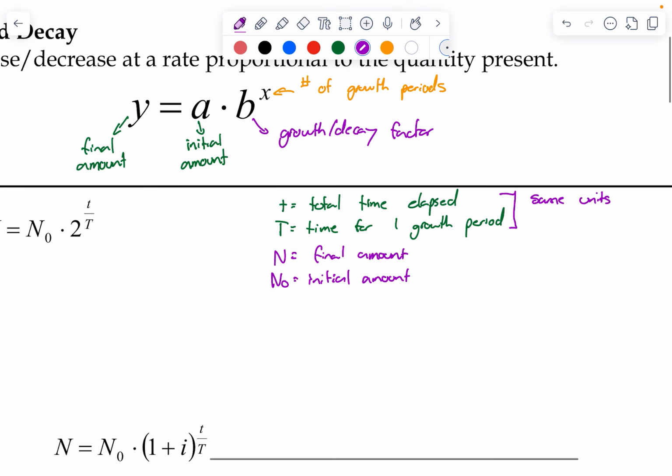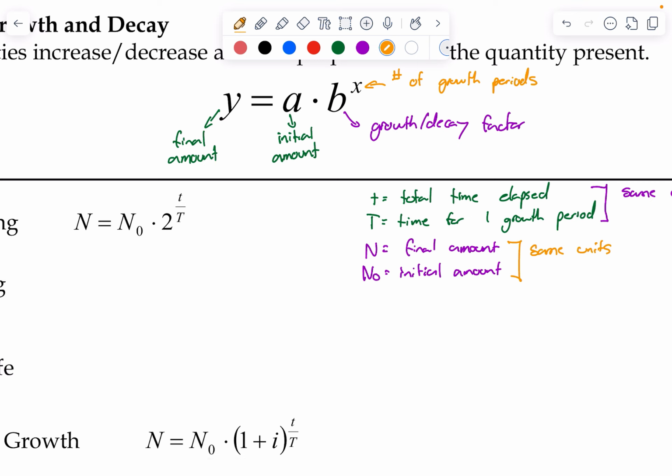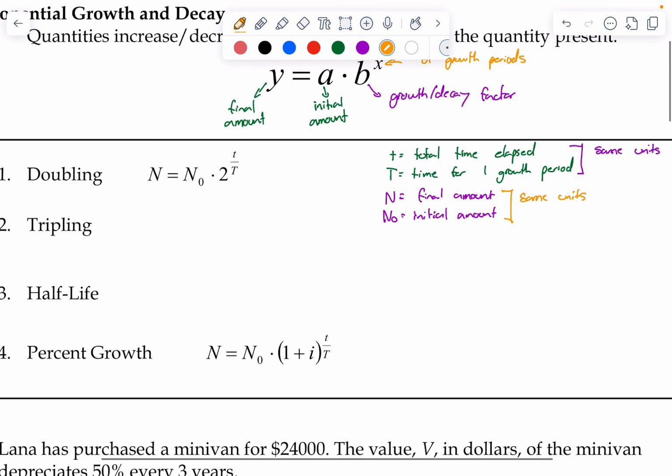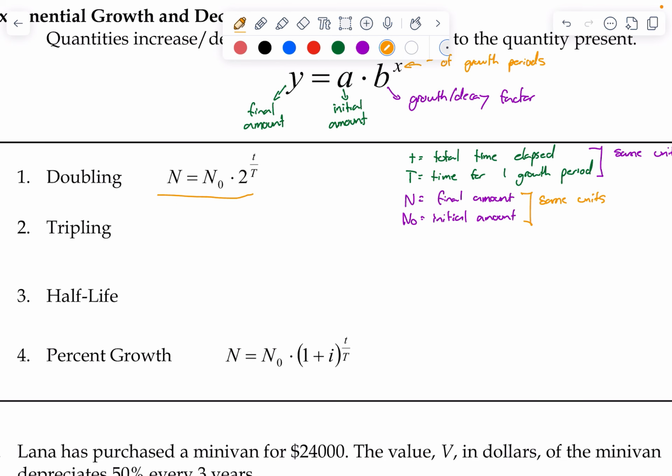And similar to time, these need to be in the same units. Like if the problem is saying your money is doubling, right? You're starting with money, it's not like you can end up with milligrams or something like mass. No, you've got to be both in units of dollars. Okay, so there is your doubling one. That one is given to you.